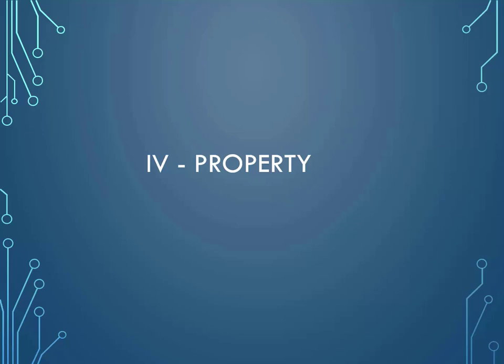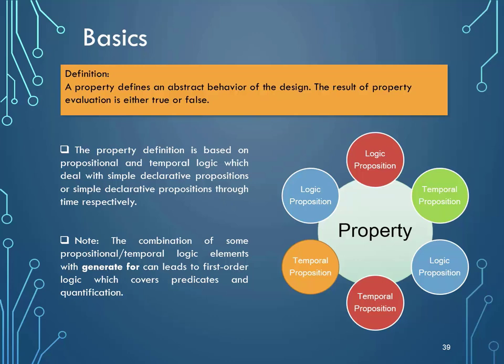Continue with our basics of understanding the formal specification. We go deeper into the details, what is inside the property specification, and the basic definition. What is a property? A property defines an abstract behavior of the design. The result of a property evaluation is either true or false all the time, okay?